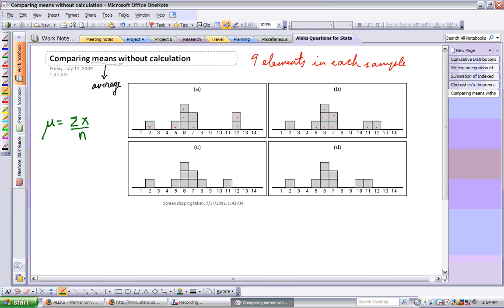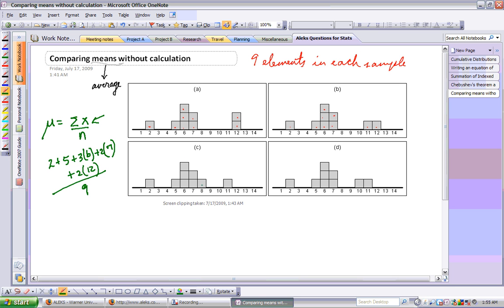So in this case, if we actually added it up, for A we go 2 plus 5 plus 3 times 6, because there are 3 of those, plus 2 times 7, plus 2 times 12. That would give us a total, the numerator, and we take that total and divide it by 9. Well, we're not actually interested in that total. We're just interested in knowing which one's the biggest, which one's the smallest, and what's the order.